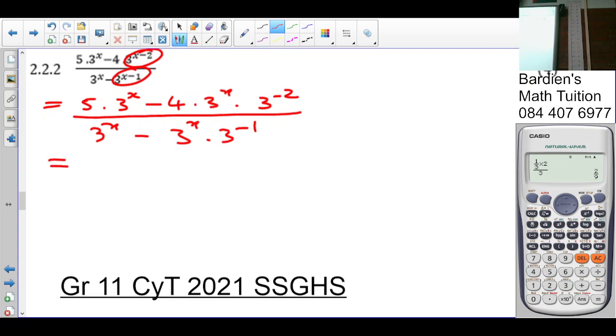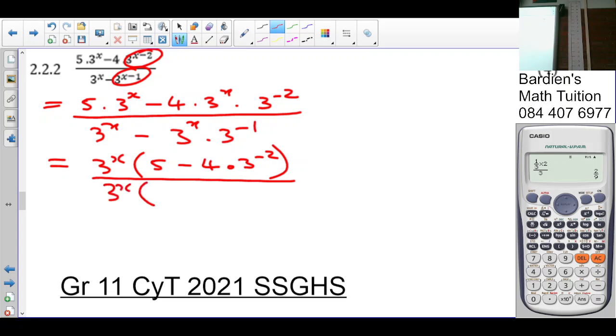Right, what do you notice about the numerator? What is common there? 3 to the x. What am I left with? 5 minus 4 times 3 to the minus 2 over 3 to the x is common. I'm left with 1 minus 3 to the minus 1. Of course 3 to the x cancels. Okay, so that's going to be 5 minus 4 over 9 over 1 minus a third.